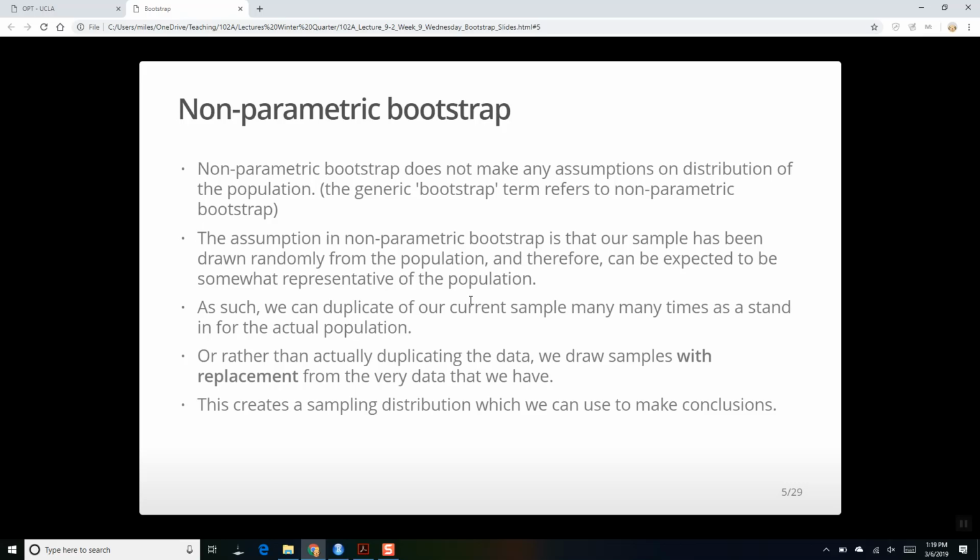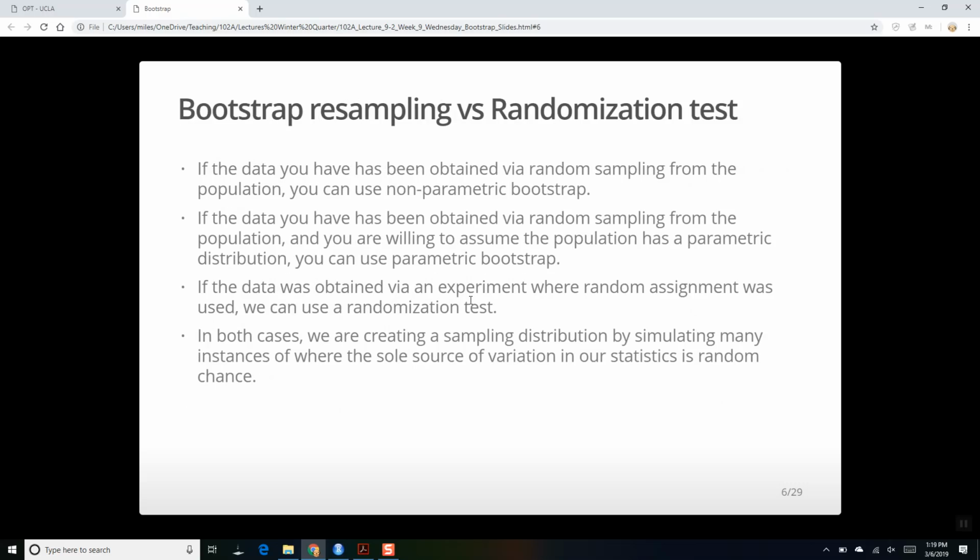And when we do that, then we can create a sampling distribution, and then we can do statistical inference there. All right. Okay. So this might sound kind of like randomization tests, but not. They're a little bit different. Okay. So here are the differences, right?